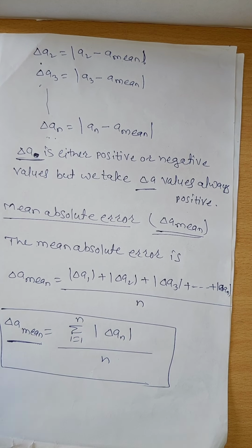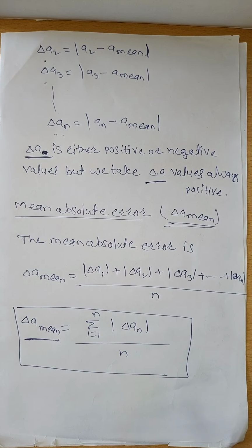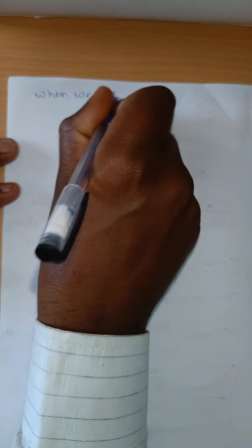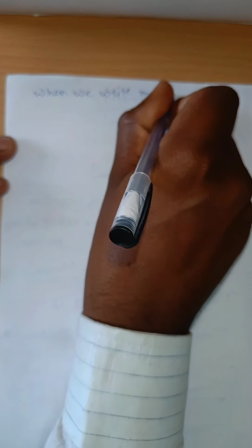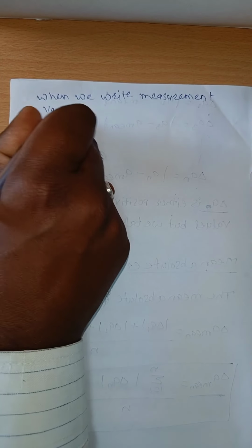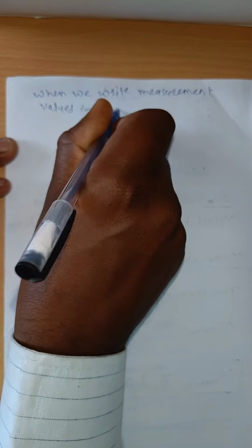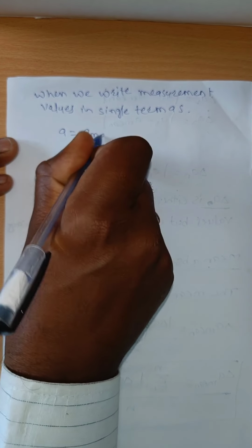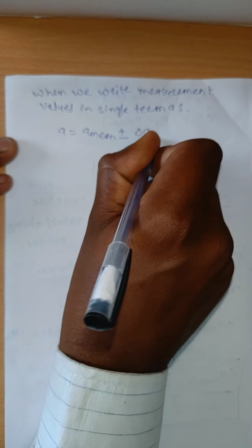Then using the arithmetic mean and the mean absolute error, by combining both of these, we have to write the measurement values in single term as A is equal to A mean plus or minus delta A mean.